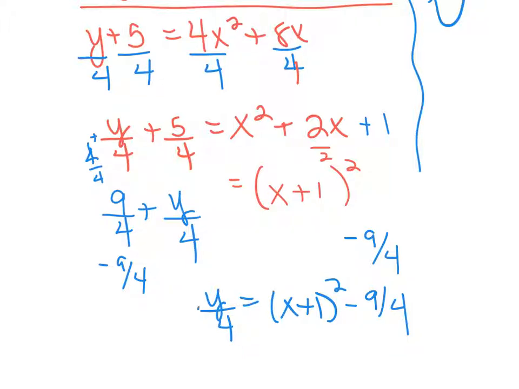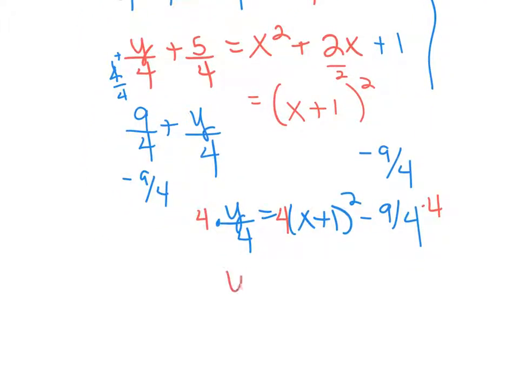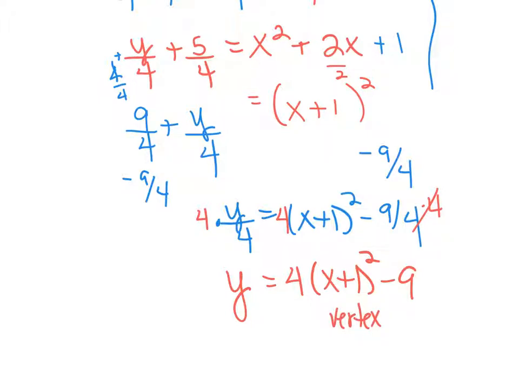And we're going to multiply everything through by 4. And we get y is equal to, leave the 4 outside, 4 times x plus 1 quantity squared. These two cancel, and this is minus 9. So did we write this in vertex form? Absolutely. Okay. So what is the vertex here? The vertex is going to be (h, k), so it's -1 and -9.